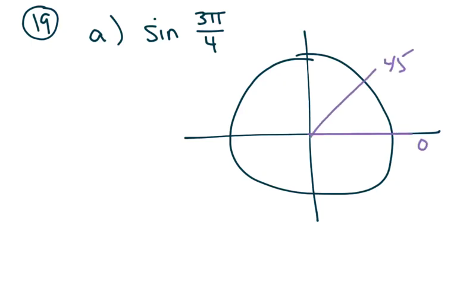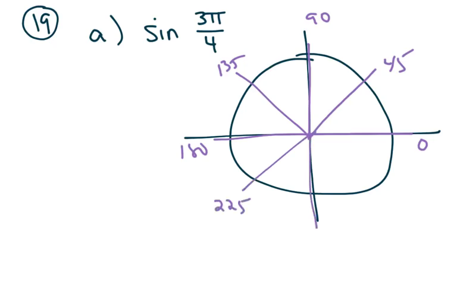So this is 45, and then 90, and then 135, and then 180, 225, 270, 315, and then we're back at 360. The ordered pairs where the 45 degree angles hit the unit circle.